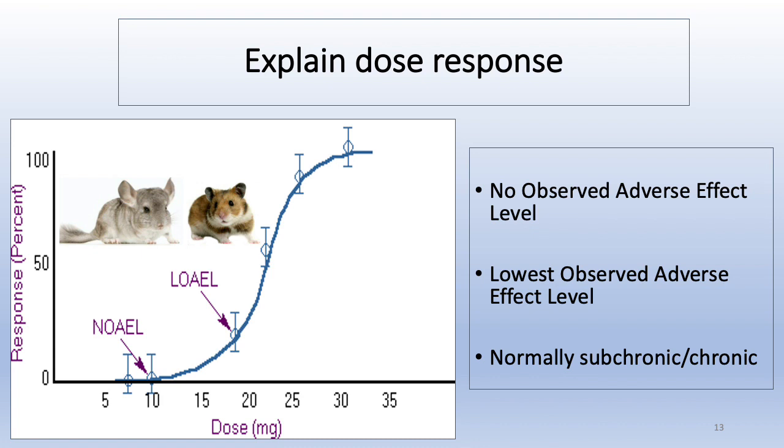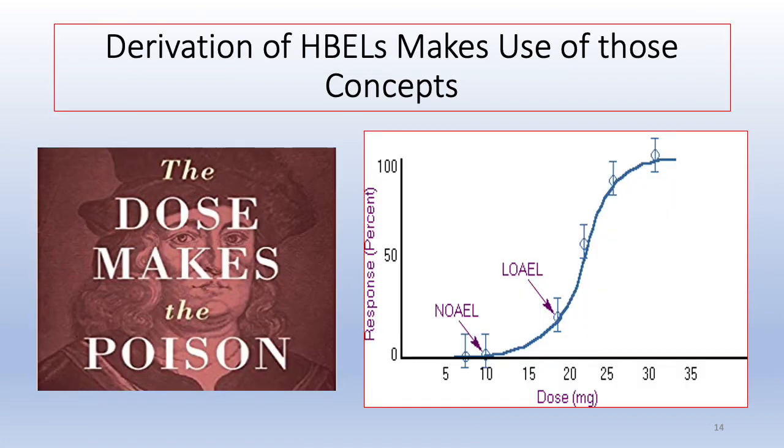So the two concepts that we have, we said the dose makes the poison, and then the issue of health-based exposure limits. So just talking a little bit more about these health-based exposure limits. So these are the two. The first one, the dose makes the poison on the left, and then this is the dose response curve that we were talking about.